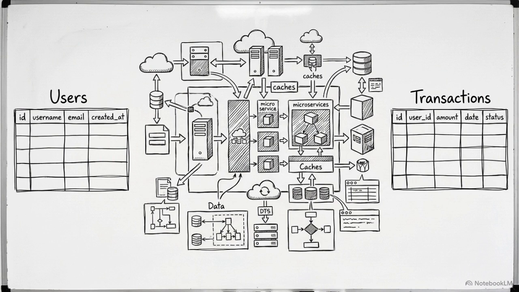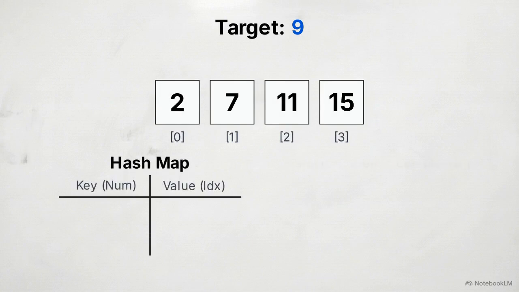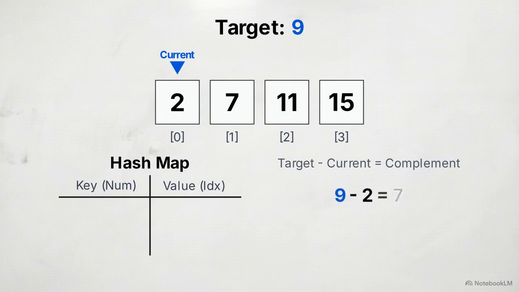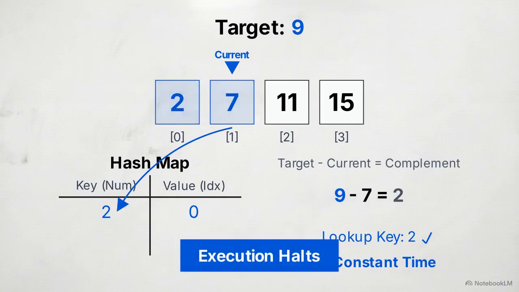Another common architectural constraint requires finding pairs of independent, non-contiguous elements that satisfy a specific condition. This is illustrated by the classic two-sum problem, where an algorithm must find two numbers in an array that add up to a target sum. Instead of sequentially searching the array for a matching number, the optimal approach calculates the mathematical complement of each element and stores it. Here, the system reads 2, calculates that it needs 7 to reach the target 9, and stores that state in a hash map. When the read head reaches 7, it checks the hash map. The lookup takes O of 1, or constant time. The complement is found, and the execution halts.